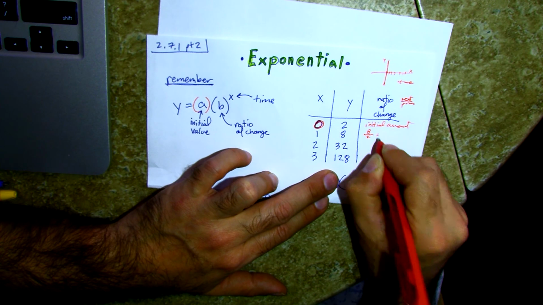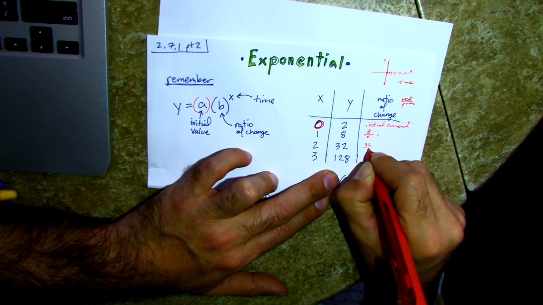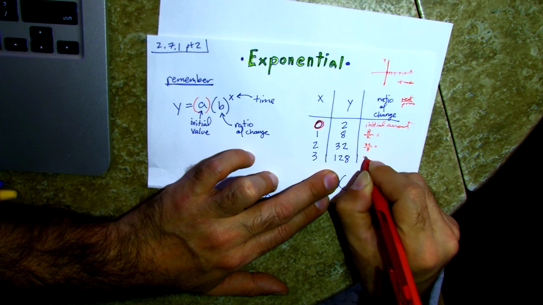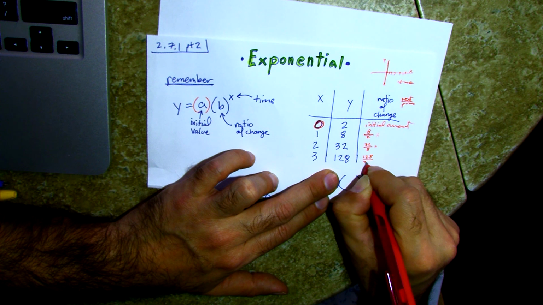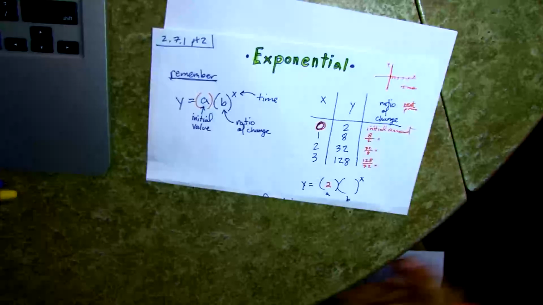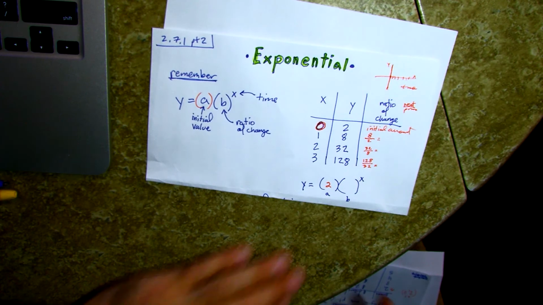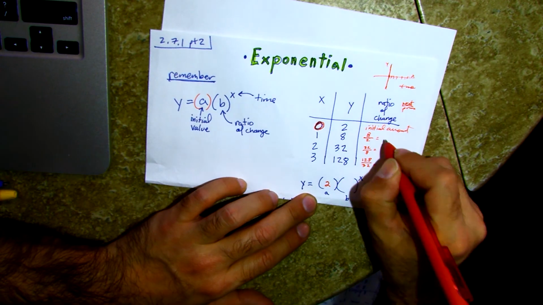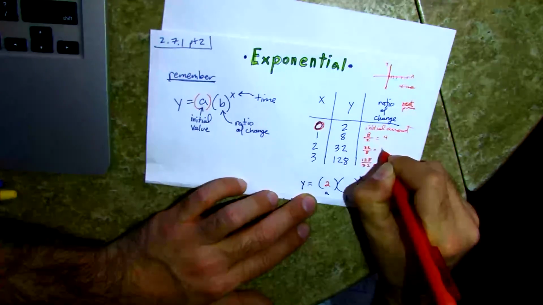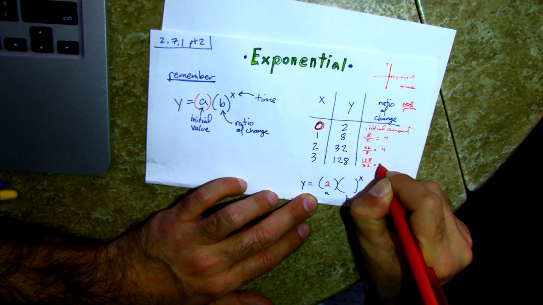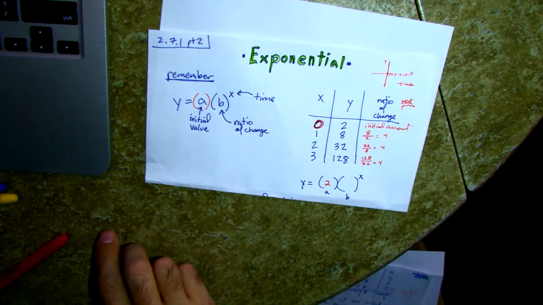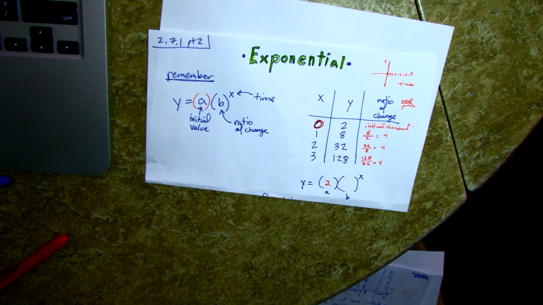Okay. Let's see. 8 divided by 2 is 4. 32 divided by 8 is 4. 128 divided by 32 is 4. I'm going to give you a hint. If you're doing the problem right, these are always going to be the same. Maybe make that note on the side. When you do the problem correctly, these are always going to be the same amount. Okay? So I know that I'm correct.